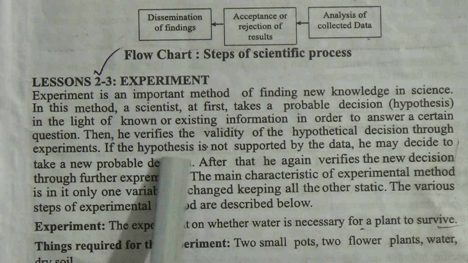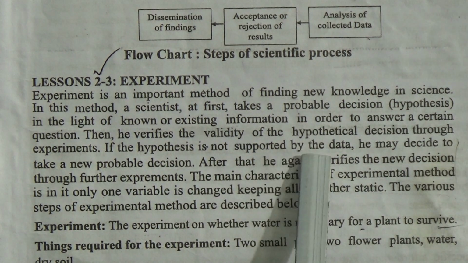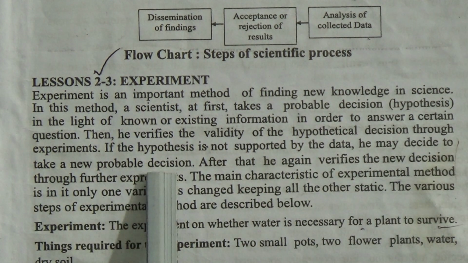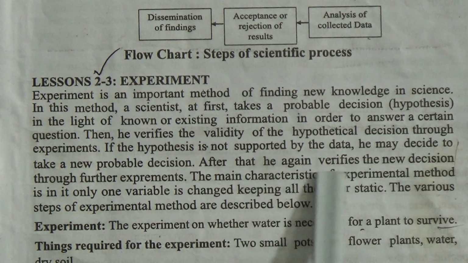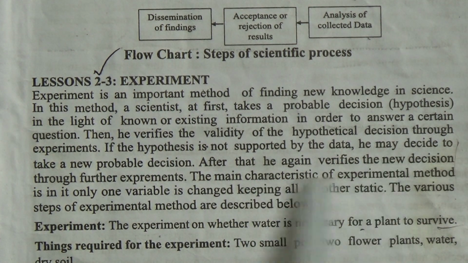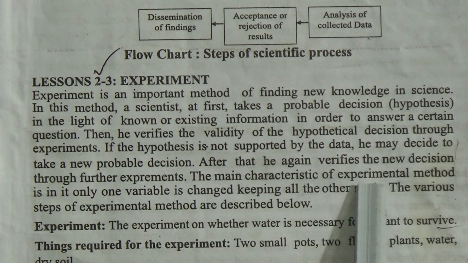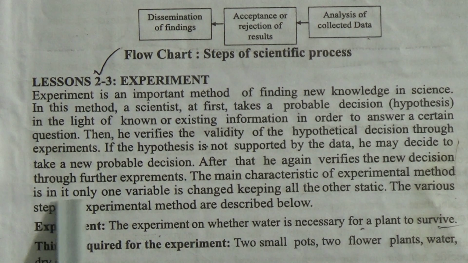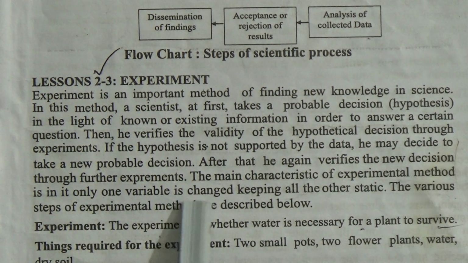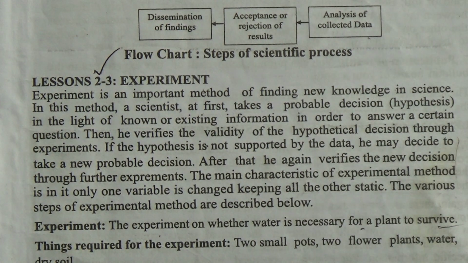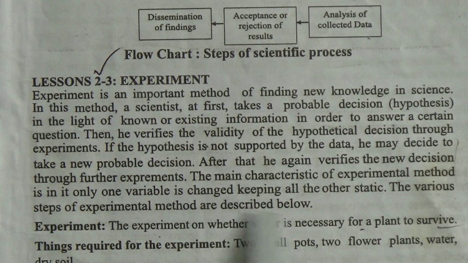If the hypothesis is not supported by the data, he may decide to take a new probable decision. After that, he again verifies the new decision through further experiments. The main characteristic of the experimental method is that only one variable is changed, keeping all the others static. The various steps of the experimental method are described below.